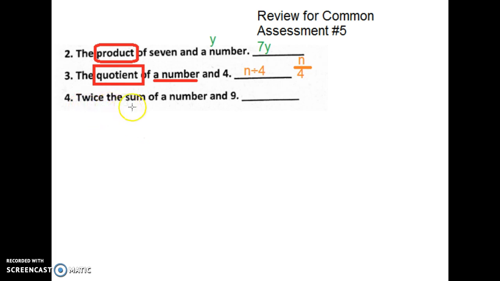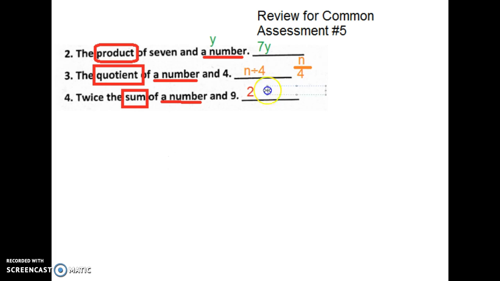It says twice the sum of a number and 9. So the sum of a number and 9, and twice, right? If it says twice, that means we know we're going to do 2 times something. And now it says the sum, and sum is our keyword, which means addition of a number and 9. So the sum of a number and 9, so that's just going to be a number. Let me choose a variable, because whenever it says a number, that means a variable.